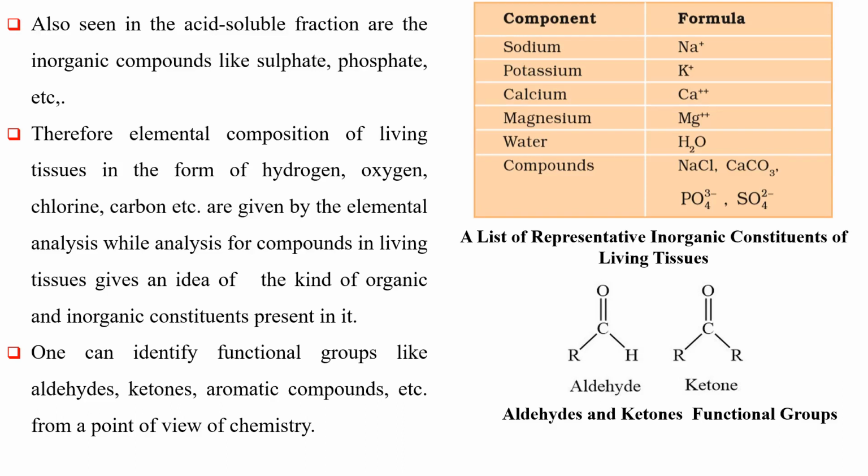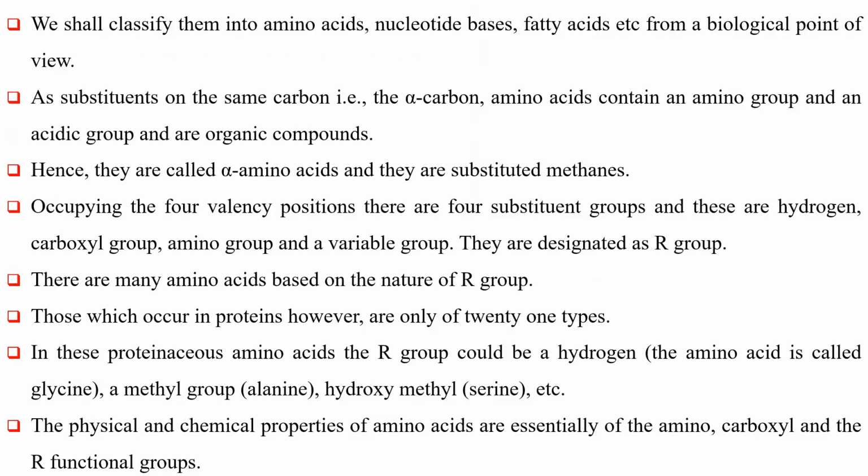Therefore, the elemental composition of living tissues in the form of hydrogen, oxygen, chlorine, carbon, etc. is given by the elemental analysis, while analysis for compounds in living tissues gives an idea of the kind of organic and inorganic constituents present in it. One can identify functional groups like aldehydes, ketones, aromatic compounds, etc. from the point of view of chemistry. We shall classify them into amino acids, nucleotide bases, fatty acids, etc. from the biological point of view.